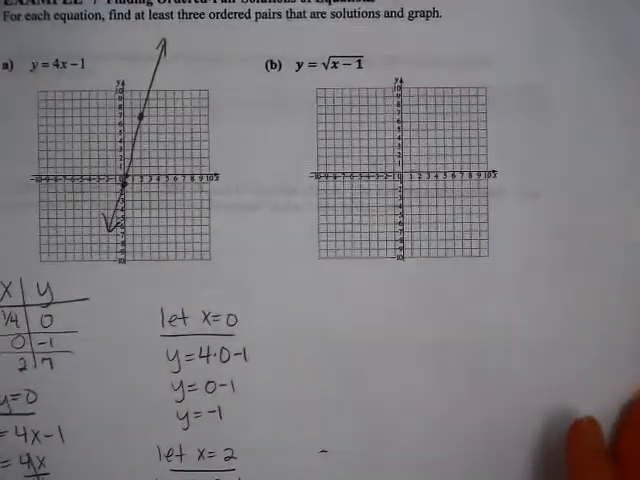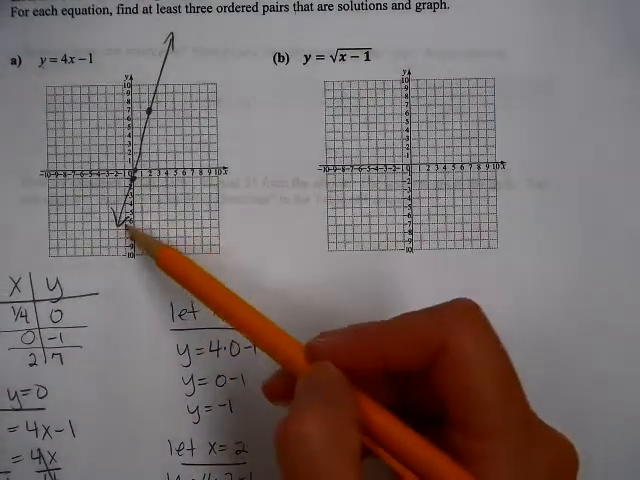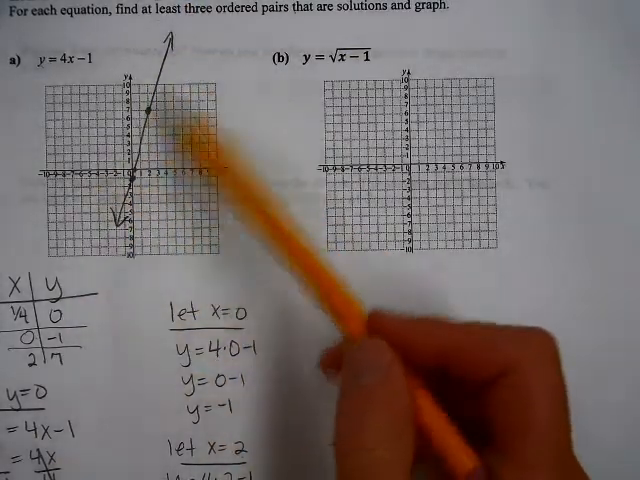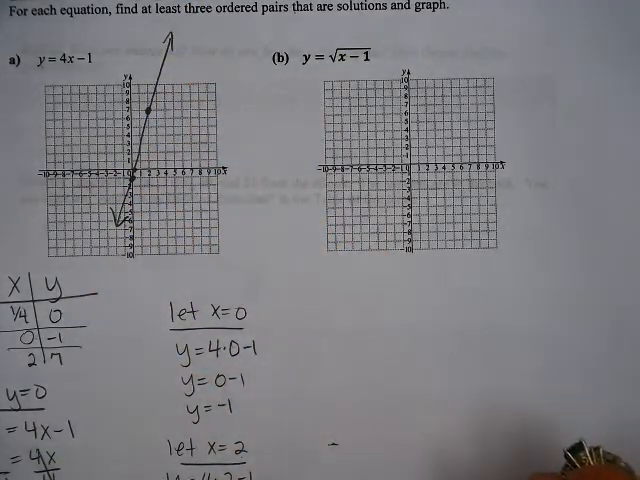So here is my line. Notice I put arrows. That means the line keeps going forever and ever. That will be important in sections to come. Now let's look at B.